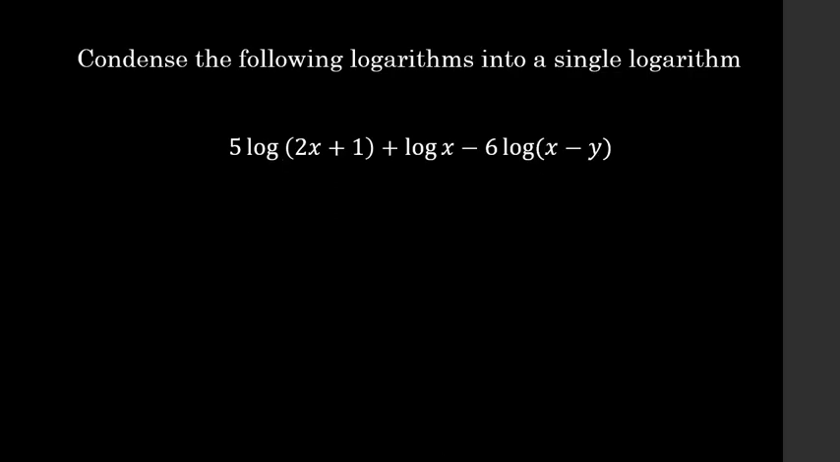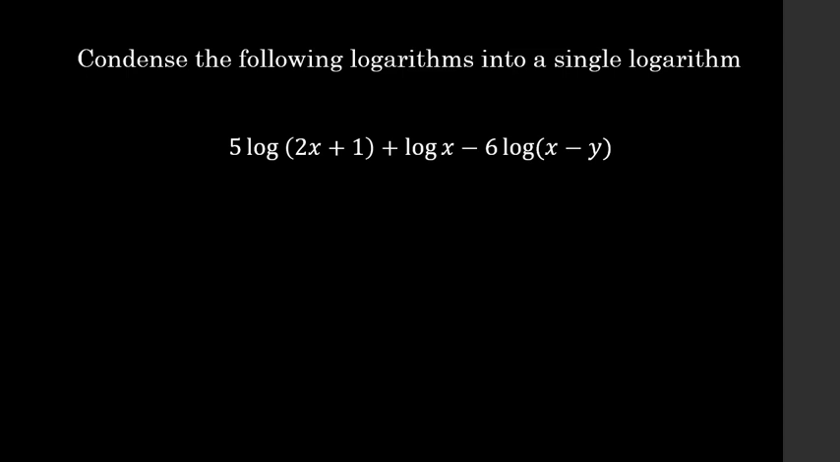So let's condense the following logarithms into a single log. Here we have 5 times log of 2x plus 1 plus log x minus 6 log of x minus y. Just as a recap from the previous video, if you don't see a base on log, then you assume that the base is 10.